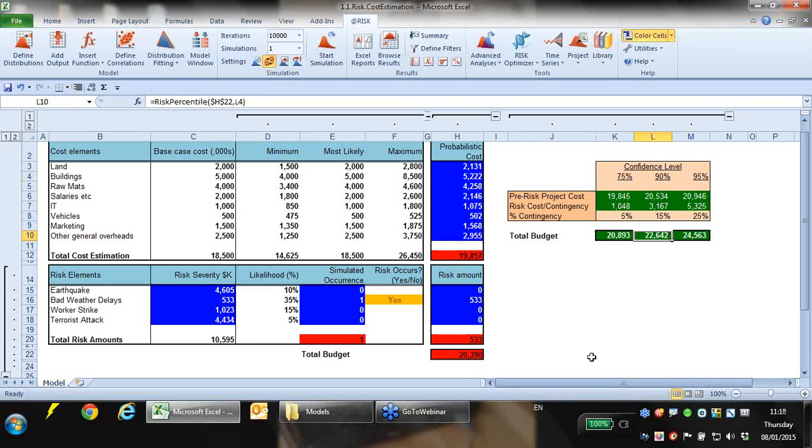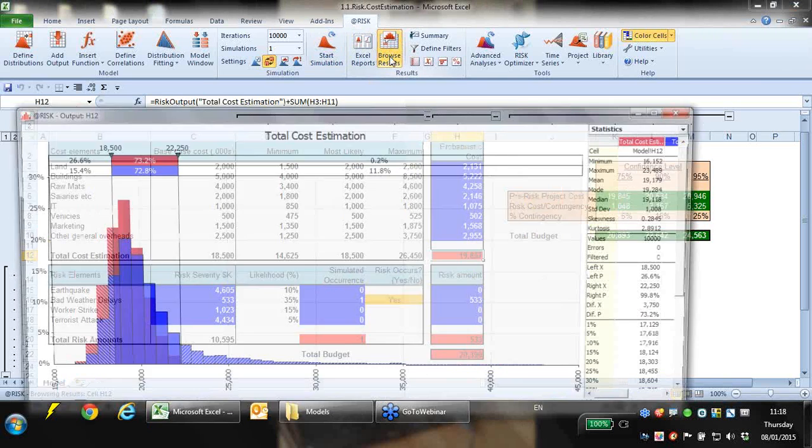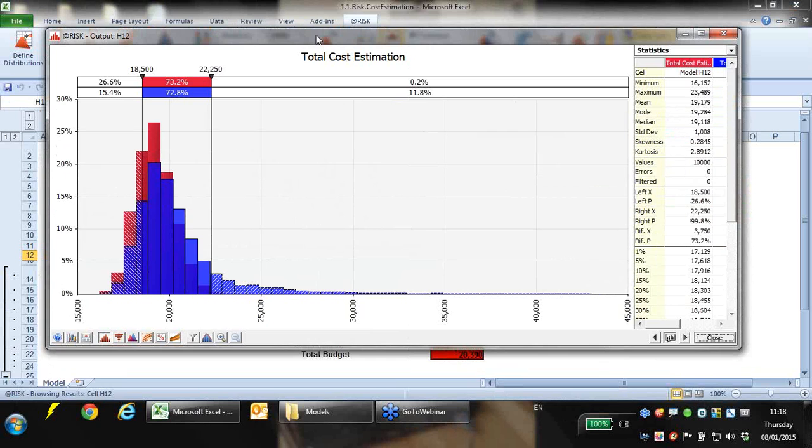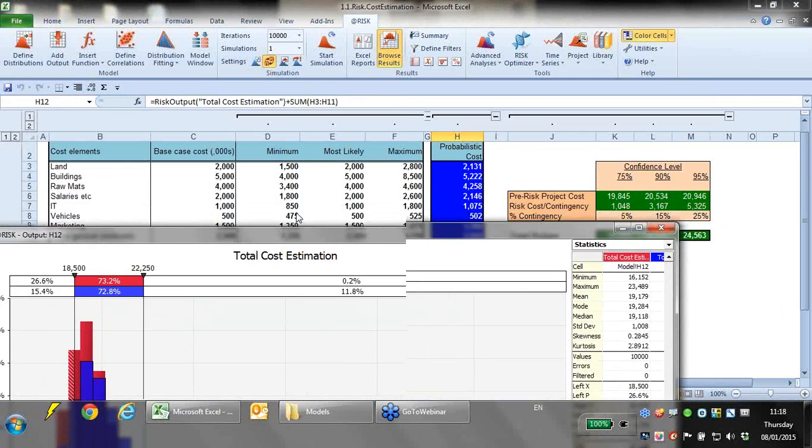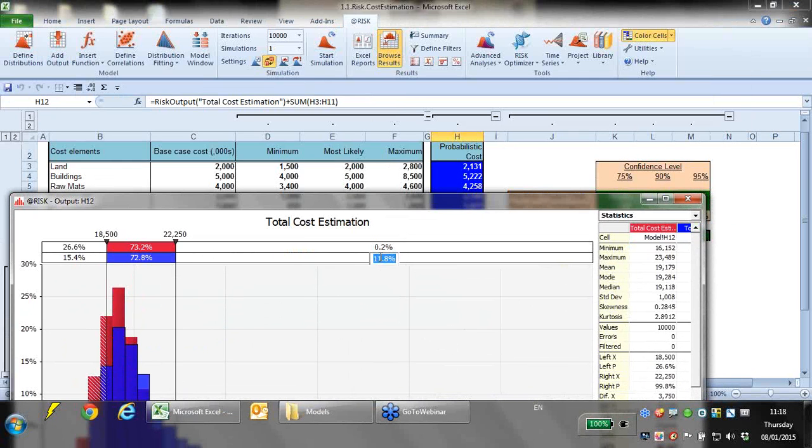If I had 22.642 million, I would be 90% confident that I could complete this project within my budget. And if I had 24.5 million, then I'd be 95% confident that I'm going to be able to complete this project within my budget. And actually that 95% equates to this value here.